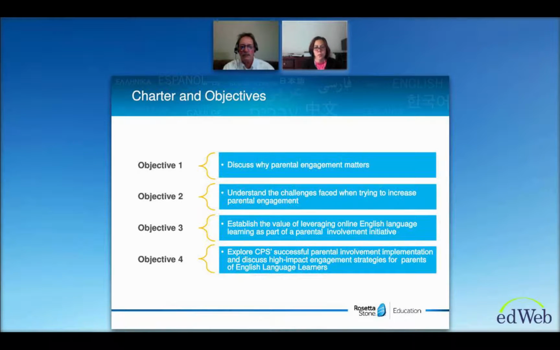Today, our charter and our objectives: we will discuss parental involvement and parental engagement and why it matters. We look forward to understanding some of the challenges faced in integrating a parental engagement program, establishing value for leveraging online English learning as part of a parental involvement initiative, and also explore CPS, or Cincinnati Public Schools, successful parental involvement implementation and discuss high-impact engagement strategies. Jack, the floor is all yours, so you can go ahead and take it from here.